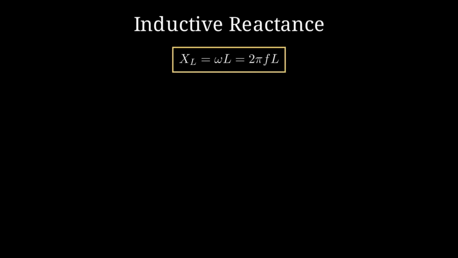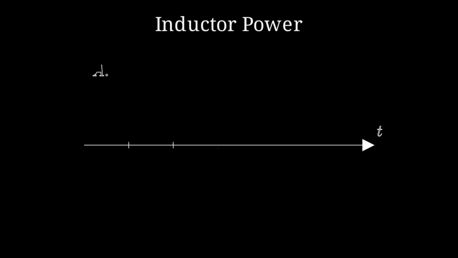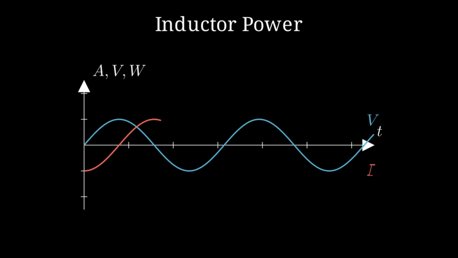Inductive reactance, denoted as XL, is the opposition to AC flow. Unlike resistance, it depends on frequency. As the frequency of the AC signal increases, the inductor provides more opposition, meaning the reactance grows linearly with the frequency. Interestingly, a pure inductor consumes no net power.